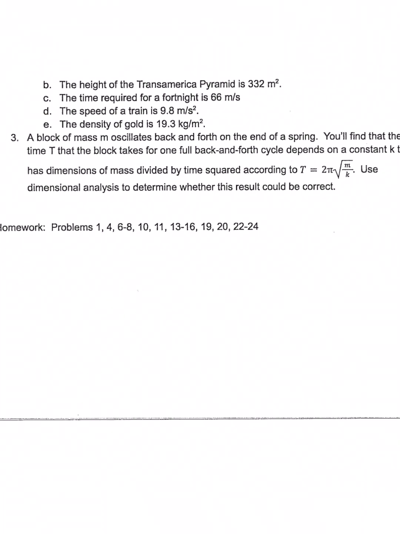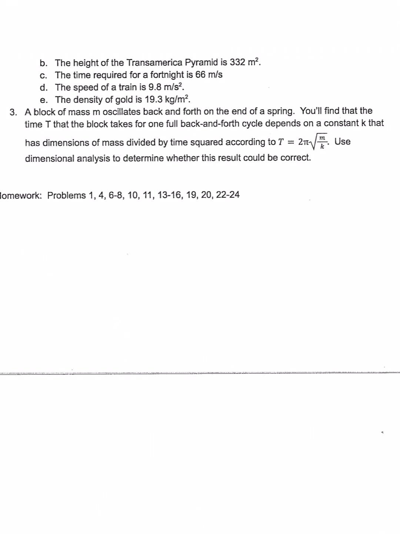Let's look at the next ones. The height of the Transamerica Pyramid. Is that one going to be correct? Height is just meters, but this is meters squared, so this one is a no. Time required for a fortnight. Time is just seconds. This is meters per second, so that's also not correct. Speed of a train. Speed, velocity, is equal to distance over time. Distance is meters, time is seconds. Well, this is seconds squared, so no.